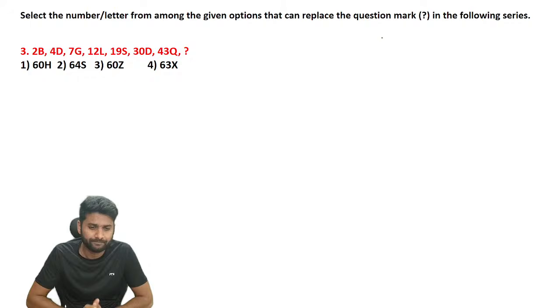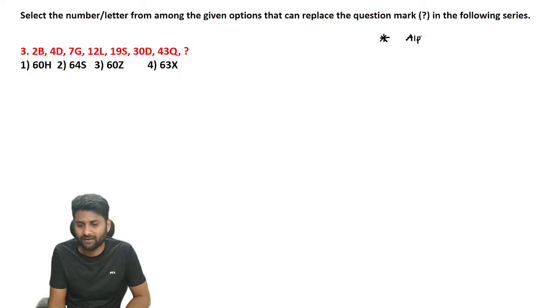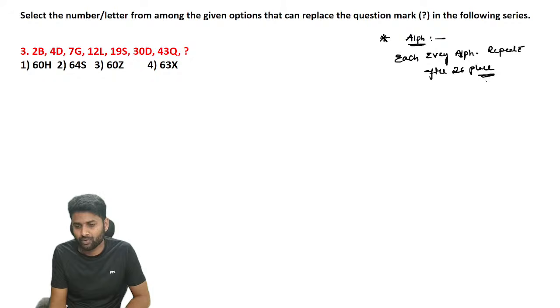One important point, remember that especially for alphabeticals, each and every alphabetical is repeated after 26 places. One of the most important points related to the alphabeticals, it means, for example, D alphabetical is 4.